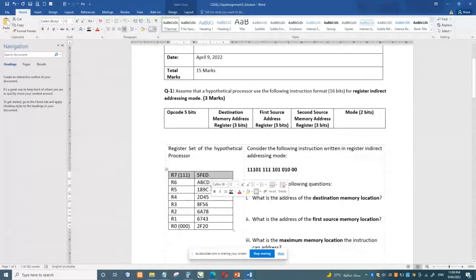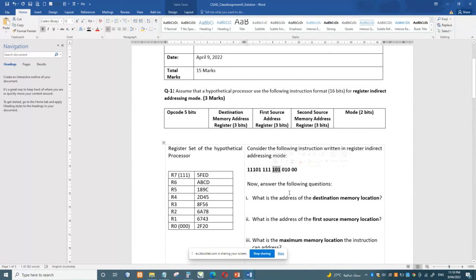Register number 7 is referring to a memory location. This is the memory location where your final value will be stored. But this is your first source address register, which is register number 5. So is register number 5 containing your first operand?